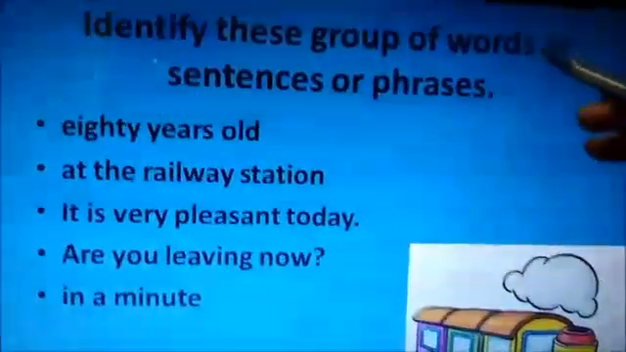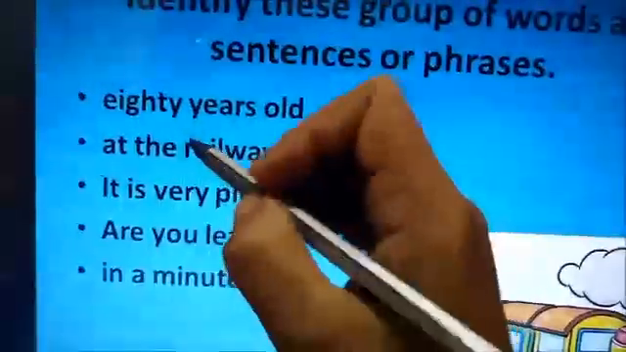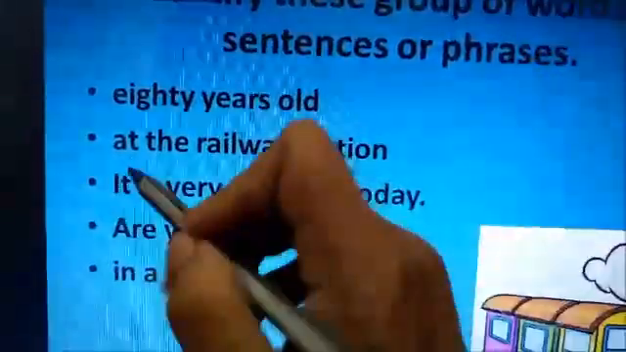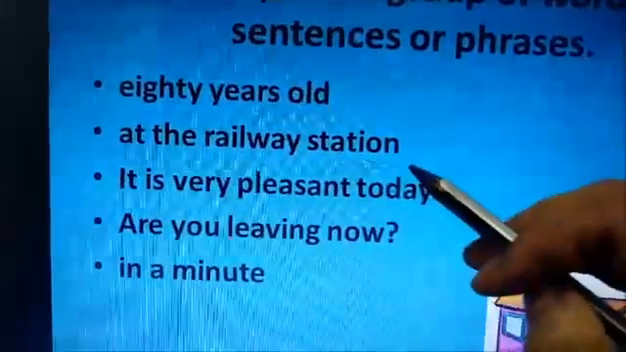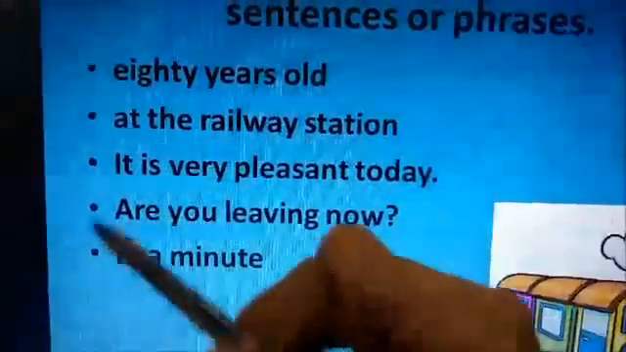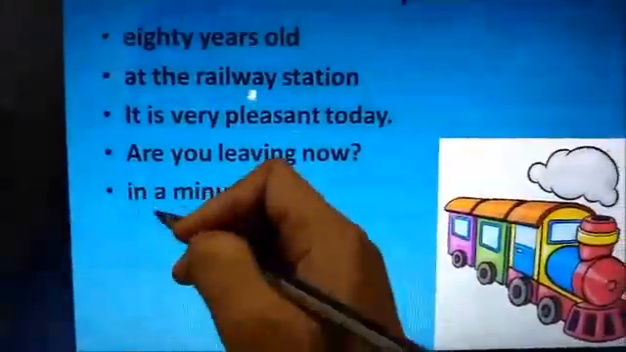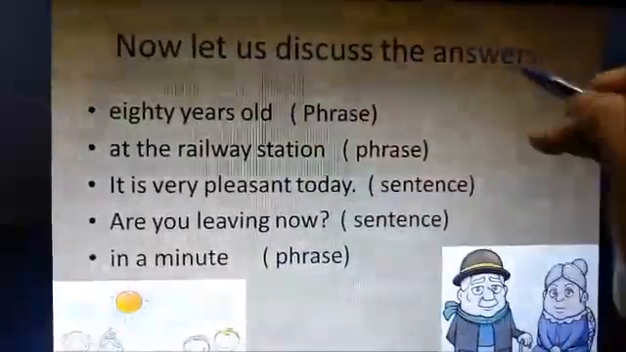Identify these groups of words as sentences or phrases. The first question, 80 years old. The second one, at the railway station. The third one, it is very pleasant today. The fourth one, are you leaving now? The fifth one, in a minute. Now let us discuss the answers.